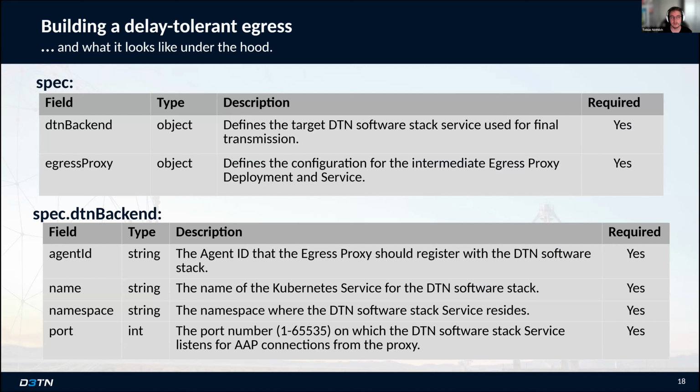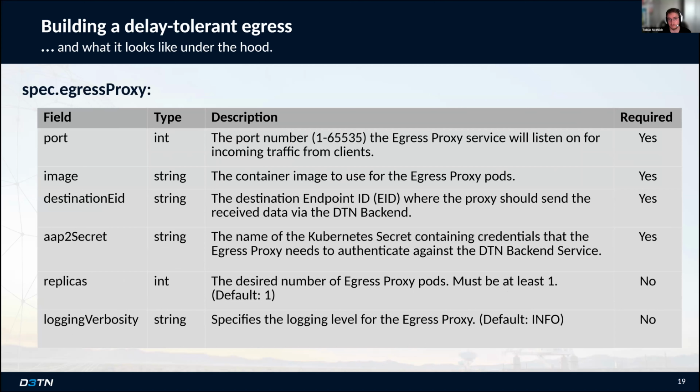We basically have 2 fields: a DTN backend field for defining the target DTN software stack service, and the egress proxy field for defining the configuration for the intermediate egress proxy deployment and service. For the DTN backend, we need a name, namespace, and port to connect to the service, and we need the agent ID that the egress proxy should register with the DTN software stack. For the egress proxy itself, we need a port it will listen on for incoming traffic from clients. We need an image, a destination EID, which is the endpoint where the proxy should send the data, and a secret for authenticating against micro-DTN. And then we can also specify how many replicas we want and which logging verbosity the proxy should have.